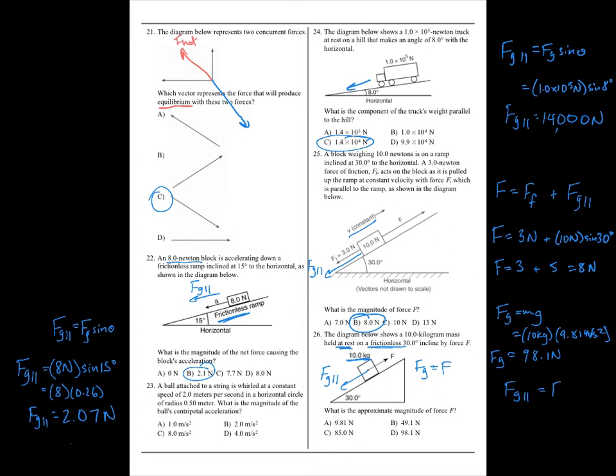So Fg sine of 30: 98.1 newtons times sine of 30, which is 1/2. If you remember from trig, you don't have to plug that into the calculator. And you get about 49.05 newtons, which is 49.1 newtons. Choice B. Voila.